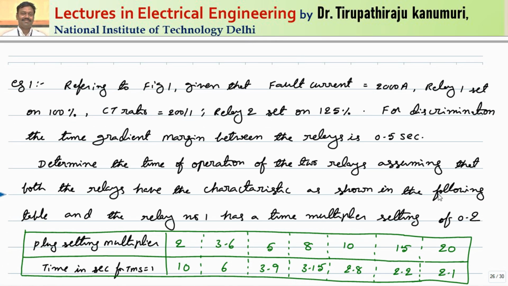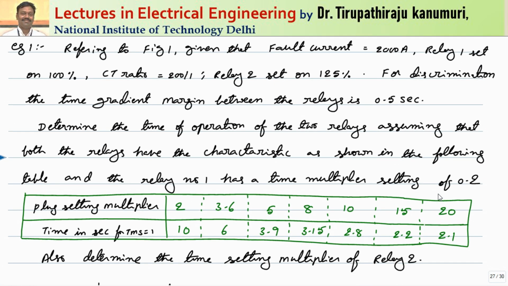So let us take some numericals so that it will be clear to you. These are numericals given in previous competitive exams, so that you will get the complete idea about how to solve them. Referring to figure number 1, which is given later on, the fault current is equal to 2000 amperes. Relay 1 is set on 100% and the CT ratio of relay number 1 is 200 by 1, that is the ratio of primary current to secondary current is 200 by 1.